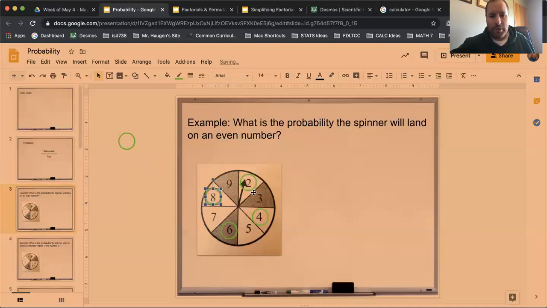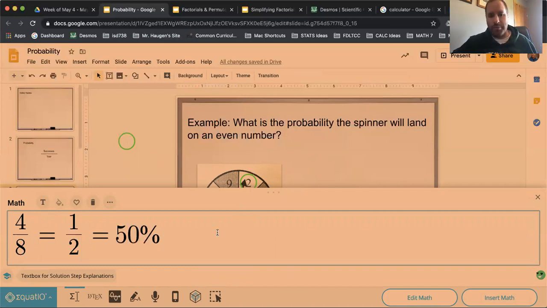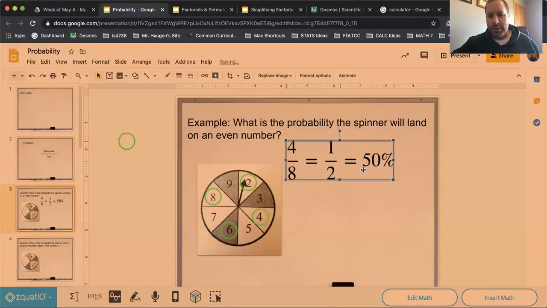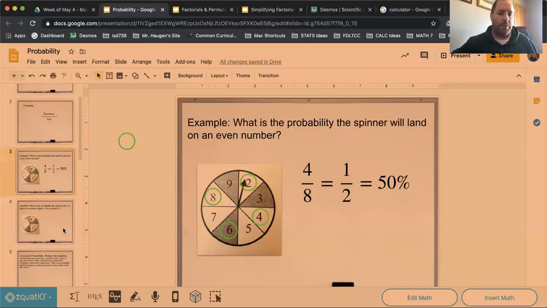Here, there are 4 even numbers compared to a total of 8 spaces along here. So we would say the probability is 4 out of 8, right? That's how we would state it. Or, and we should probably reduce that as well, sorry, it should be reduced. And then if you want to, you can change that to a percentage. Very often we would change probabilities into a percentage as well. That's how that works. Nothing too complicated, stuff you've done before.